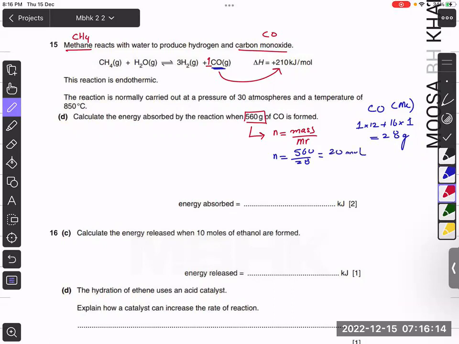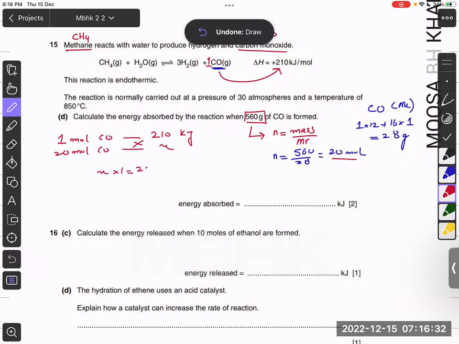And we know by the equation that when 1 mole of carbon monoxide is formed, heat energy absorbed is 210 kilojoules. Right now we have 20 mole of carbon monoxide, so heat energy absorbed would be x. So this is x into 1, 20 into 210, cross multiplied, so we get 4200 kilojoules.